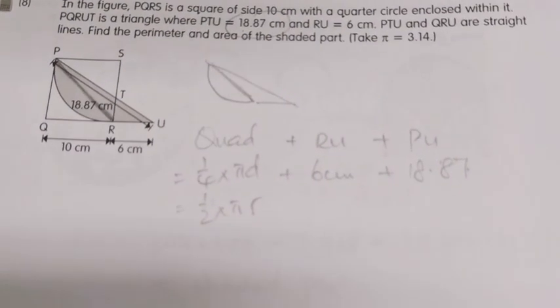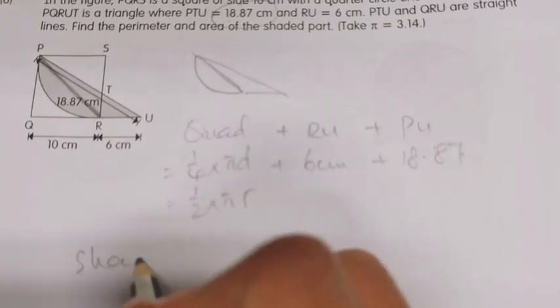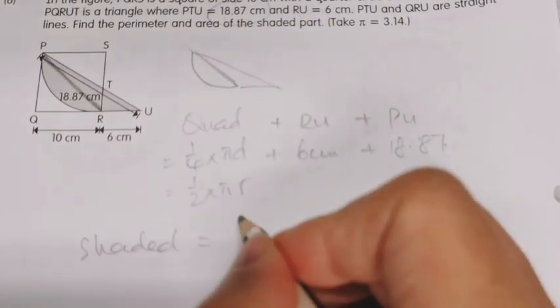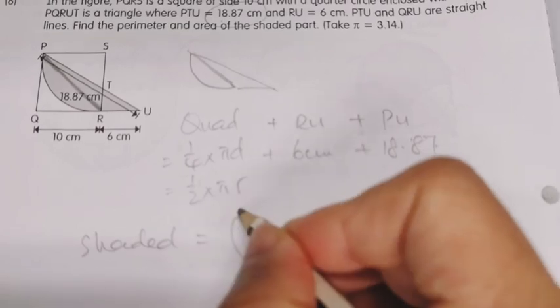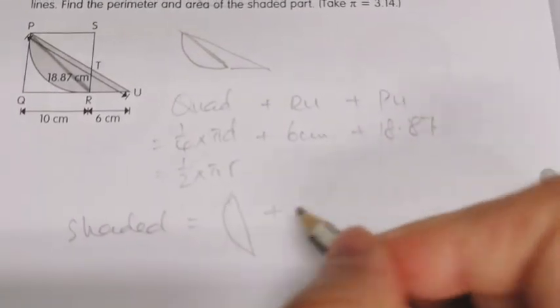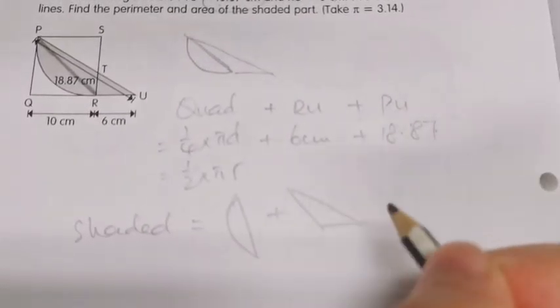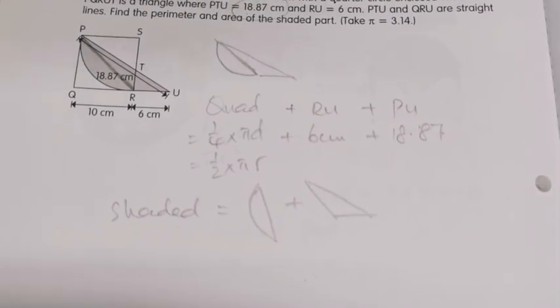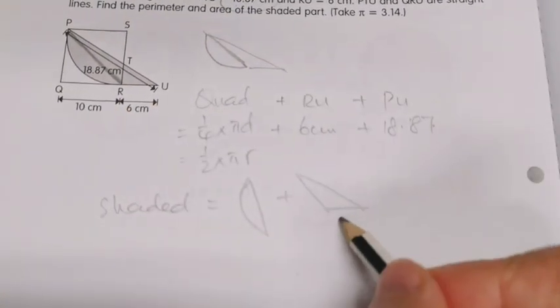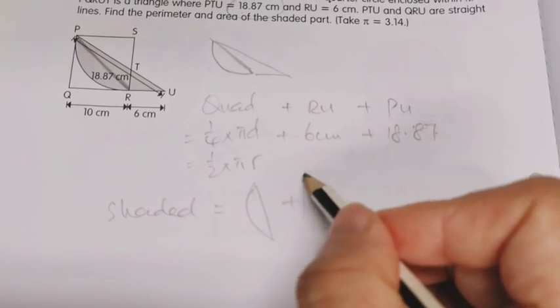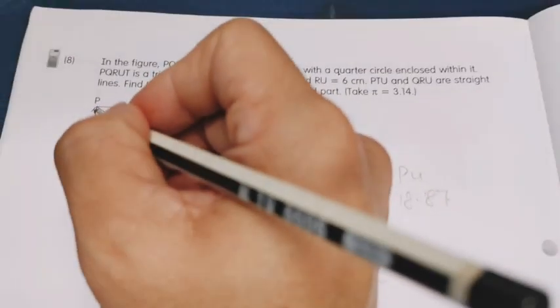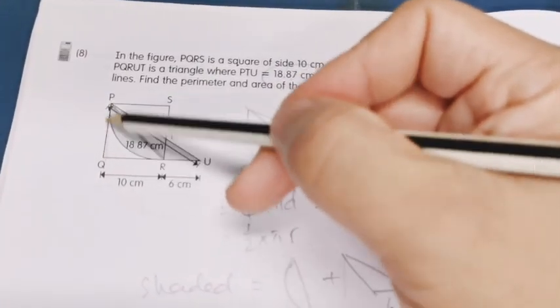Okay, so we have two shapes. The shaded part is equal to a half leaf or half rugby ball, plus an obtuse triangle. The obtuse triangle, do we know the base? The base is 6, right? Do we know the height? The height will be here, PQ.